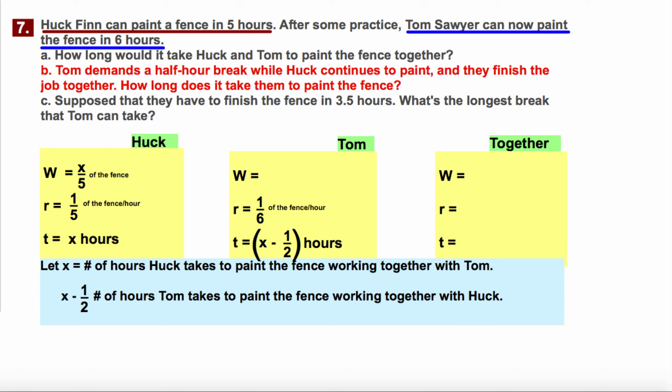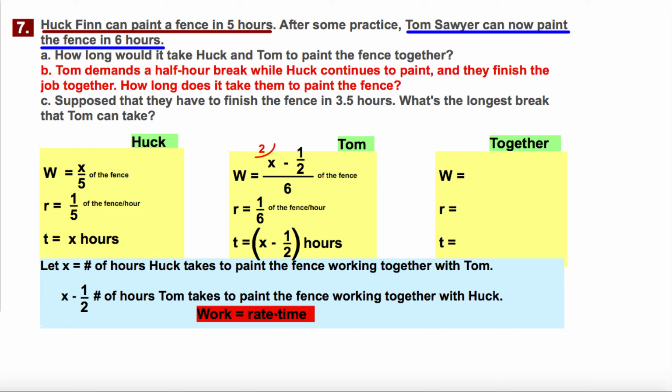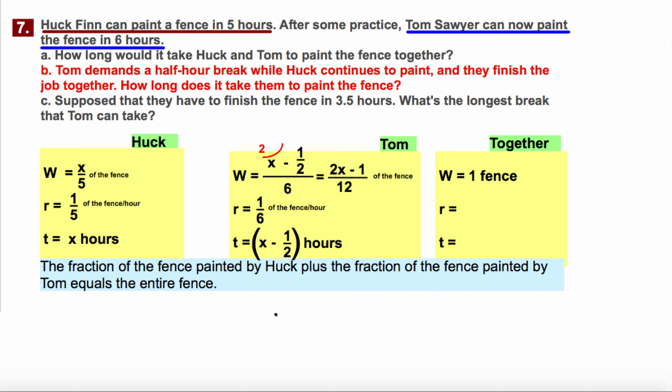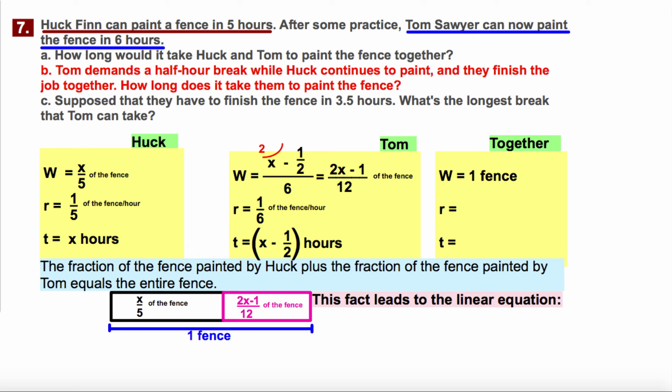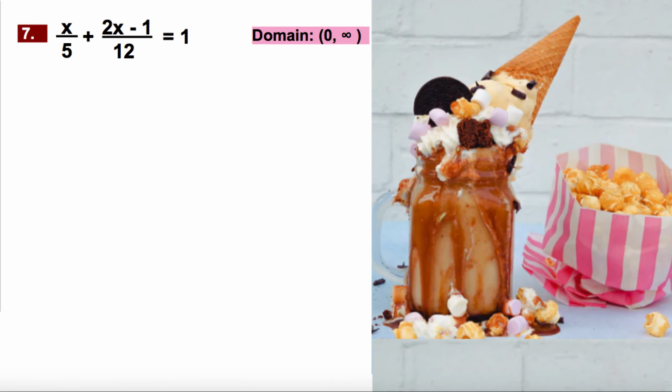x minus 1/2 is the number of hours Tom takes to paint the fence working together with Huck. Work equals rate times time. So Tom's work is x minus 1/2 divided by 6. Amplifying this by 2 to simplify, we get 2x minus 1 over 12 of the fence. The fraction of the fence painted by Huck plus the fraction of the fence painted by Tom equals the entire fence. This fact leads to the linear equation x over 5 plus 2x minus 1 over 12 equals 1 on the domain open interval 0 infinity.